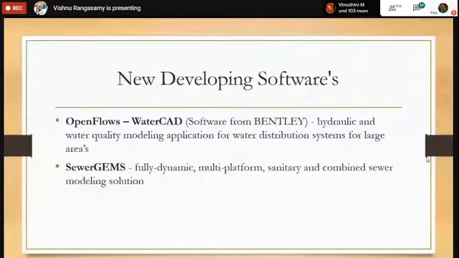So we used two software, OpenFlows WaterCAD and SewerGEMS. Both were developed by Bentley, the software company that develops such software. Note that STAAD.Pro was also designed by Bentley. It is a hydraulic and water quality modeling application for water distribution lines for large areas. As I told you before, it was a 40 acre land, so you cannot have a single outlet of water for that whole 40 acres.